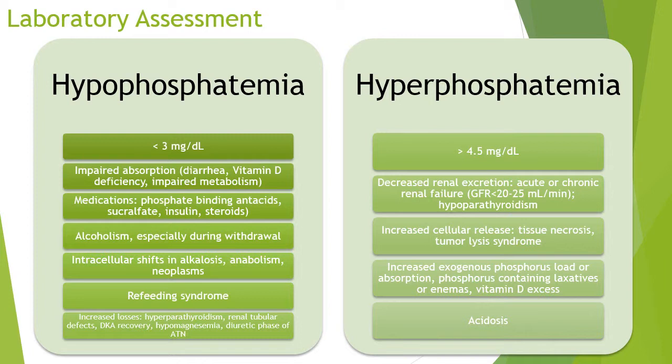Hyperphosphatemia is greater than 4.5. It could be due to decreased renal excretion, increased cellular release, or increased exogenous phosphorus load or absorption, or even acidosis.